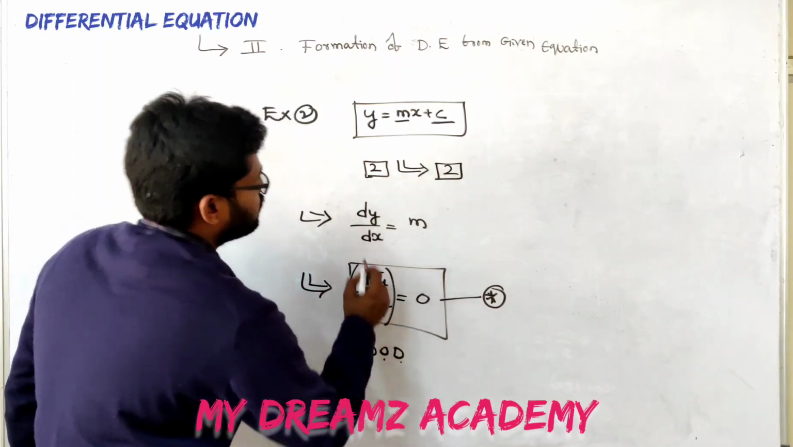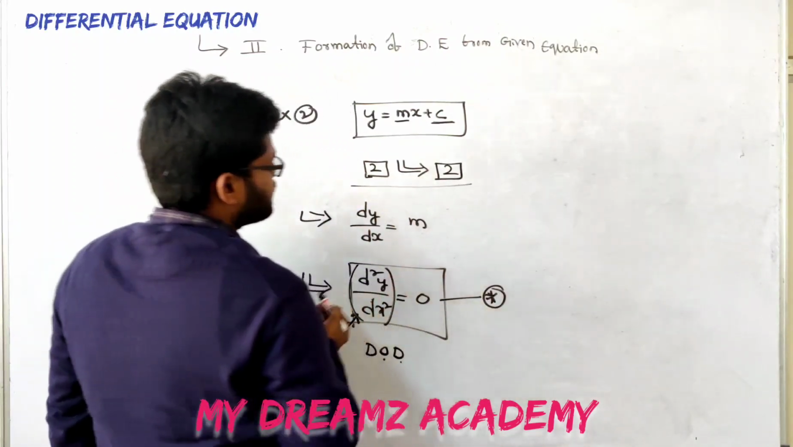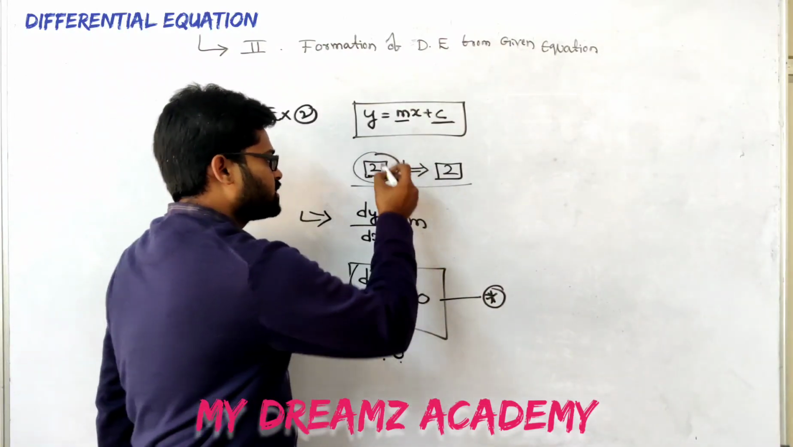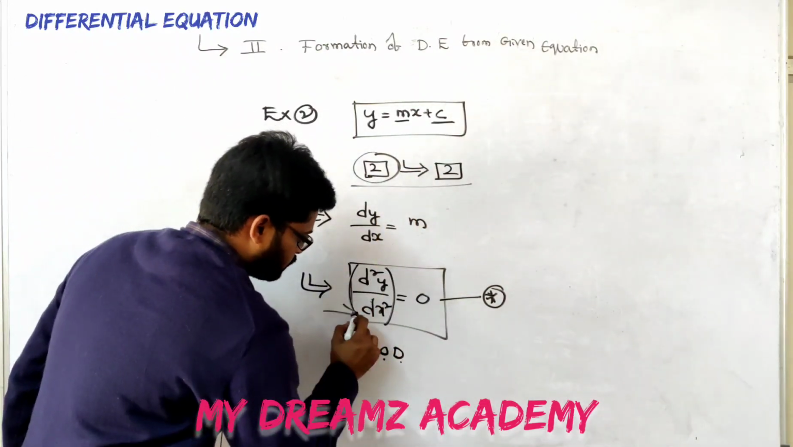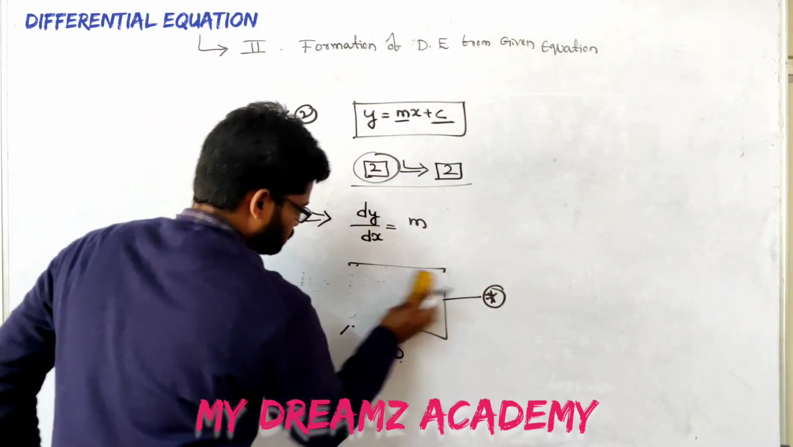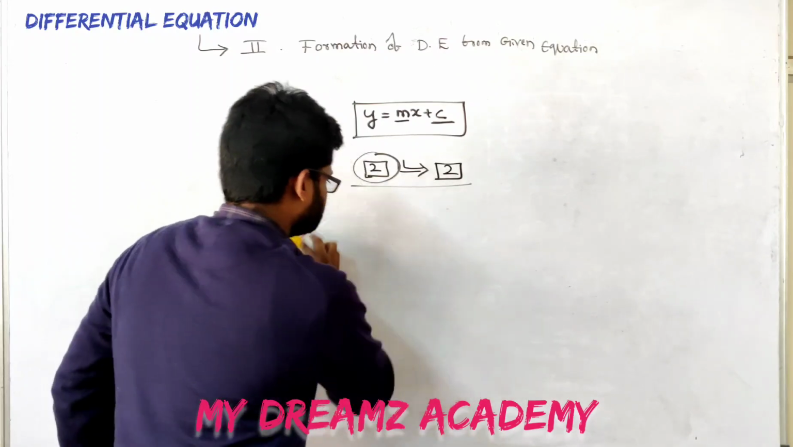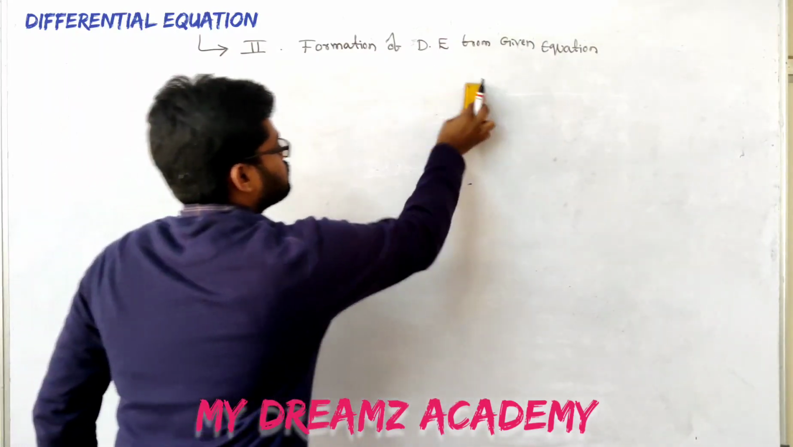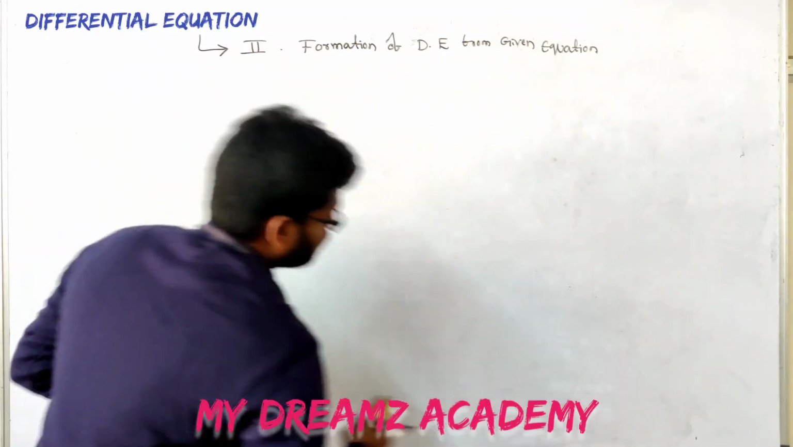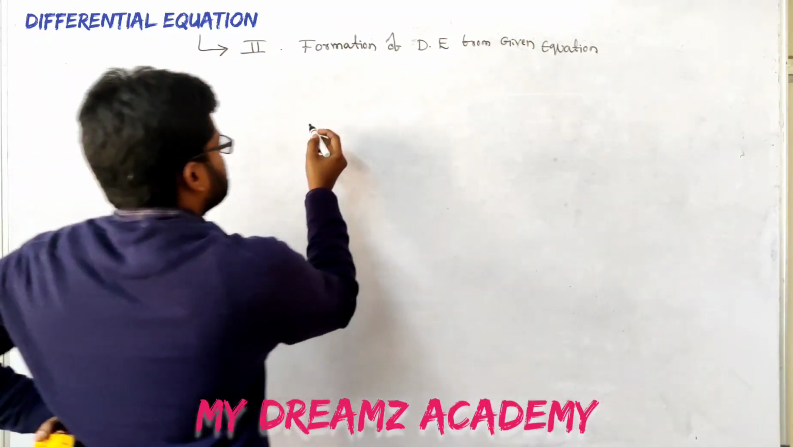So the order of the given differential equation does not depend upon the arbitrary constant. Here we have 2 arbitrary constants, so the order of the given differential equation is 2. Like that we can solve n number of problems from this.